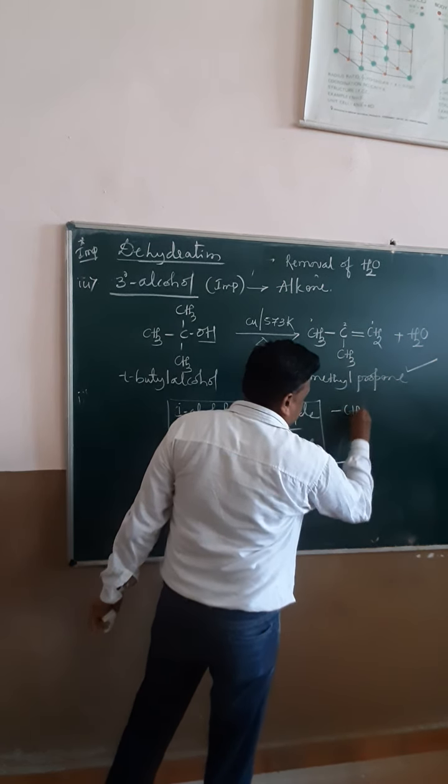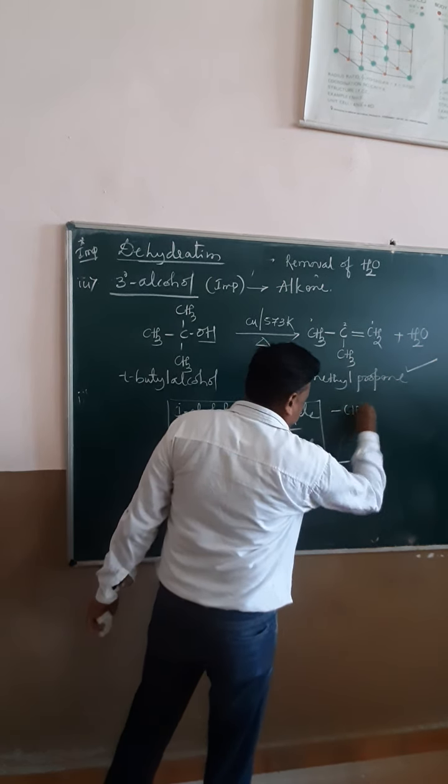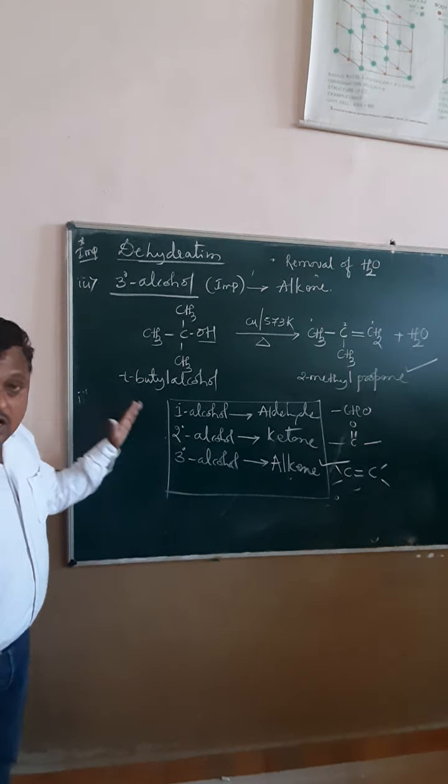Very important. Aldehyde is C double bond O or CHO, directly write CHO. Ketone has C double bond O. Alkene has C double bond C. An alkene will be formed. This is our target today.